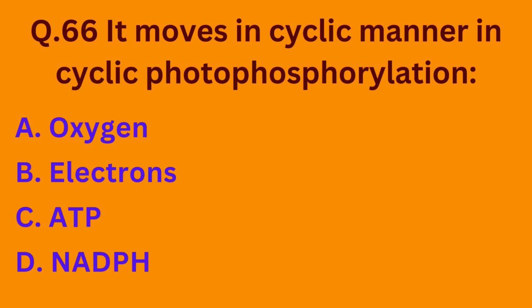Coming to our next question. It moves in cyclic manner in cyclic photophosphorylation. Option A, oxygen, option B, electrons, option C, ATP, and option D, NADPH. So basically electrons move in cyclic manner in cyclic phosphorylation. So the correct option is option B.